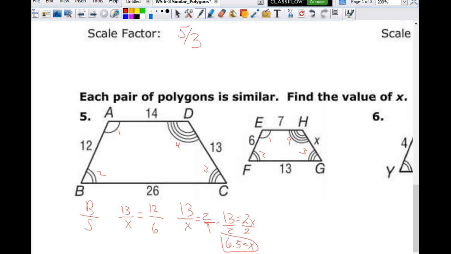Okay, you guys ready to get mad now? Watch this. 7 times 2 is? 6 times 2 is? 13 times 2 is? So what times 2 equals 13? 6.5.